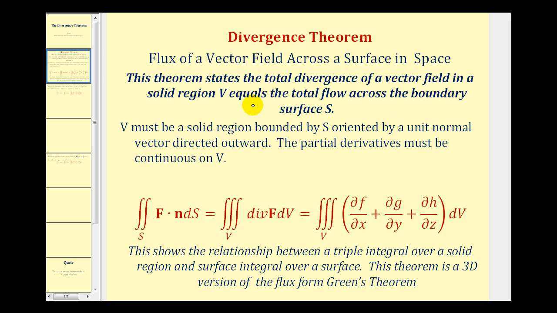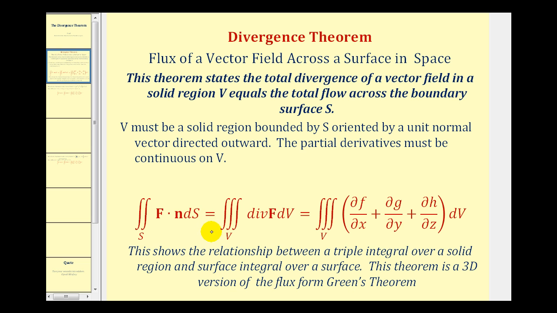The divergence theorem states the total divergence of a vector field in a solid region V equals the total flow across the boundary surface S. And here are the conditions. V must be a solid region bounded by S oriented by a normal unit vector directed outward, and the partial derivatives must be continuous.